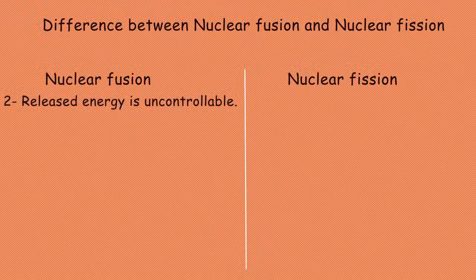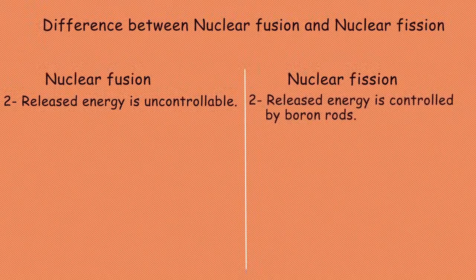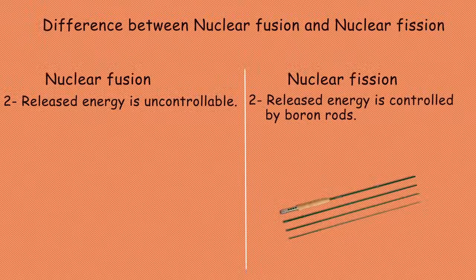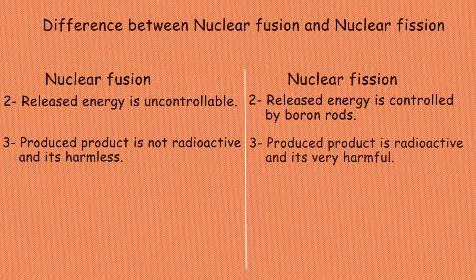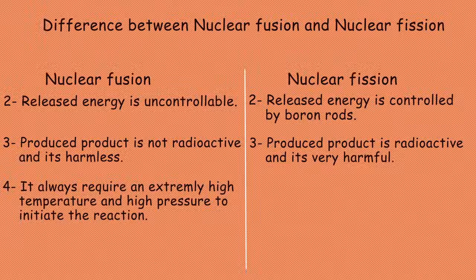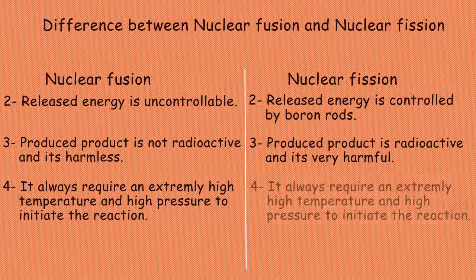Second, the nuclear fusion reaction produces a tremendous amount of energy and this energy is uncontrollable. While in the case of the nuclear fission reaction, this tremendous amount of energy is controlled by boron rods. The third difference is that the product produced in the nuclear fusion reaction is not radioactive. That is, it is harmless. While the products produced in the nuclear fission reaction are radioactive and very harmful. Apart from it, the nuclear fusion reaction always requires an extremely high temperature and high pressure to initiate the reaction, while the nuclear fission reaction does not rely on these requirements.